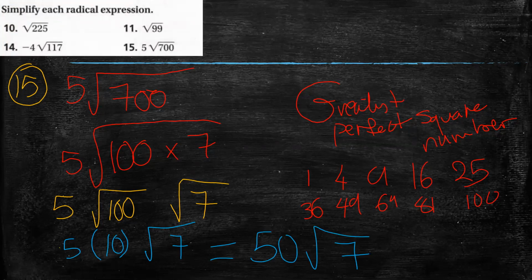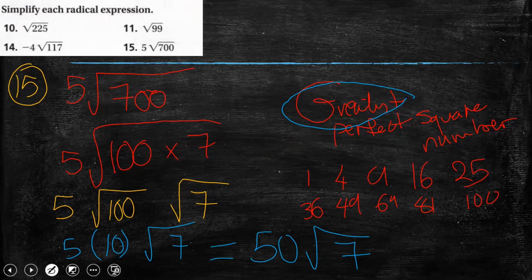Now some of you, teacher, might say that 25 multiplied by 28, I will also get 700, and 25 is a perfect square number. But that's why I told you, give me the greatest perfect square number. I want the greatest one. Okay? Do you have any question here now?